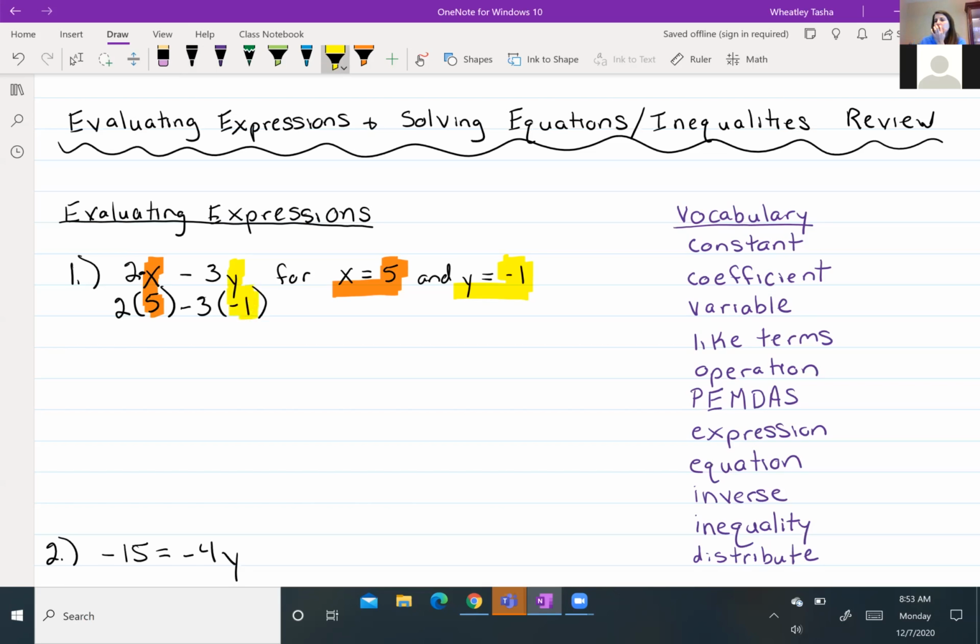At any point, if I'm going too fast or if you have questions, let me know. Once you replace it, now we actually need to solve it. So parentheses means multiplication. 2 times 5 will give us 10. And then be careful, always take the sign in front. So -3 times -1 will actually give you +3. And then 10 plus 3 will give you 13. Or, if you're using Desmos, you could show your work, substitute that whole thing into the calculator, and you should get 13, if you did it correctly.